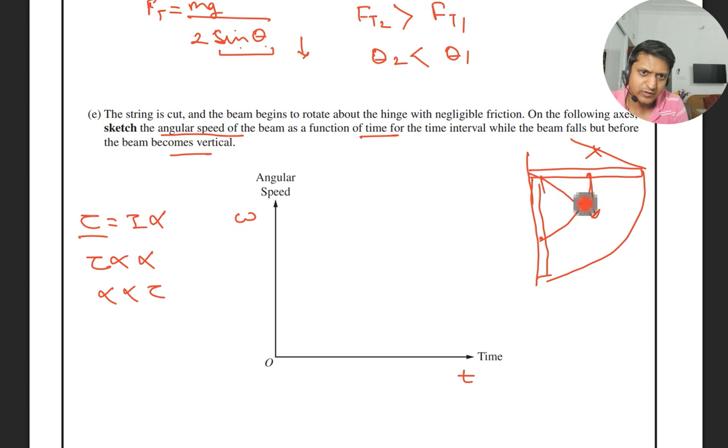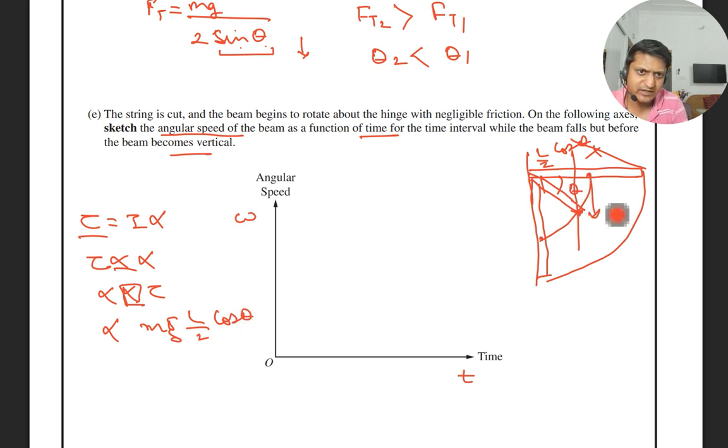If it goes downwards, the center of mass will go downwards. So alpha is directly proportional to torque. Torque is what? Mg into this distance. If this is theta, how much is this distance? This will be L by 2 cos theta. So the torque is mg L by 2 cos theta.